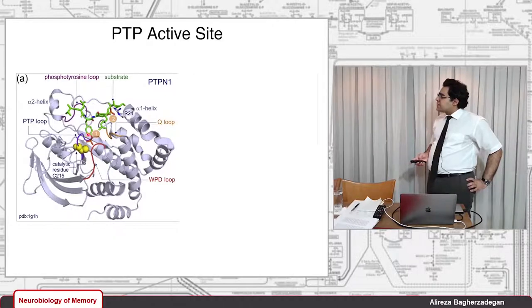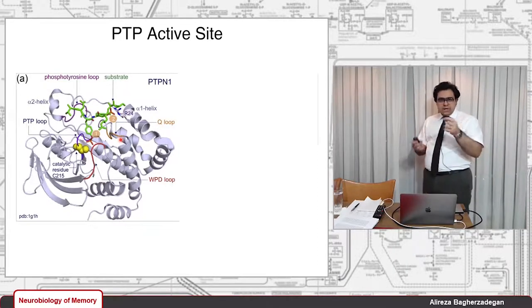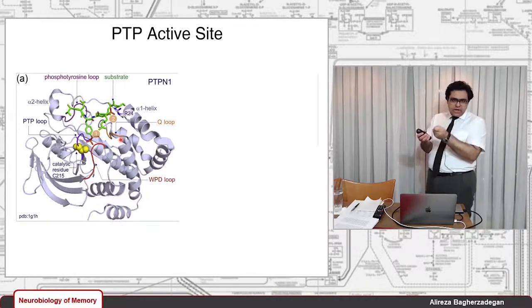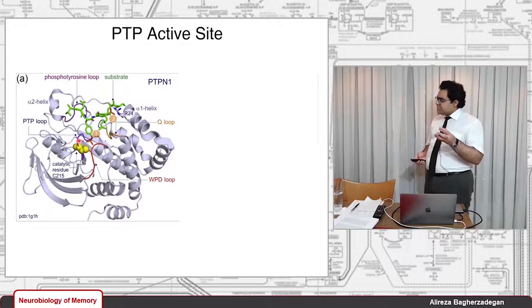And this is the substrate, which is the phosphotyrosine. The phosphotyrosine is a tyrosine of a target molecule which has been phosphorylated by a kinase, and now it is a substrate for protein tyrosine phosphatase. It's now here to be dephosphorylated, so the extra phosphate is going to be removed.